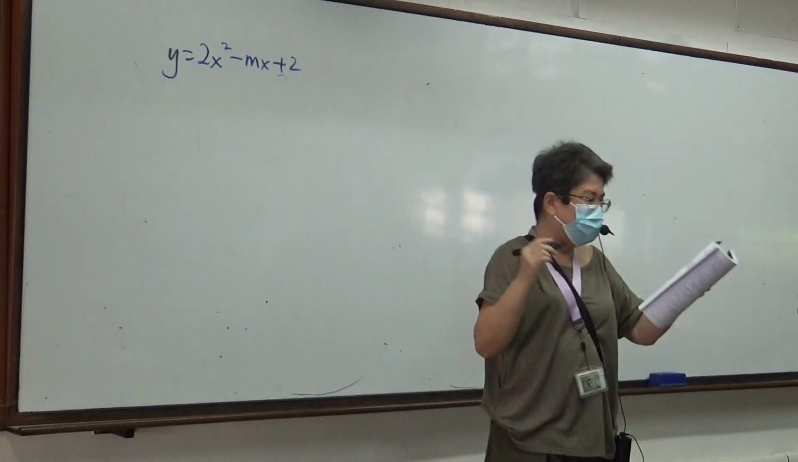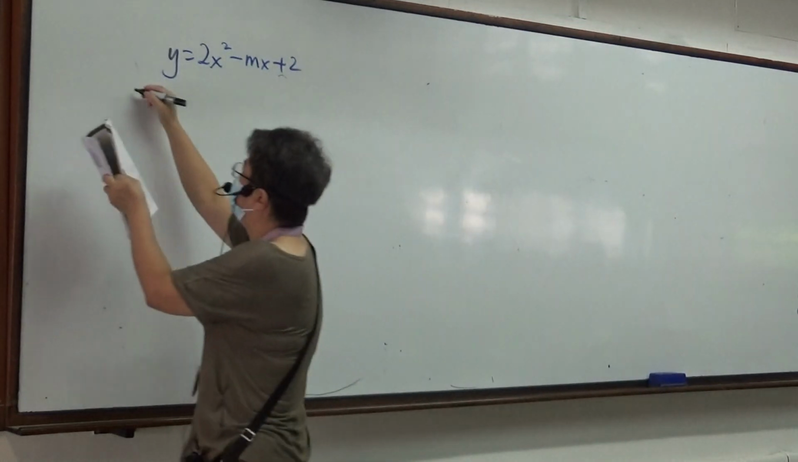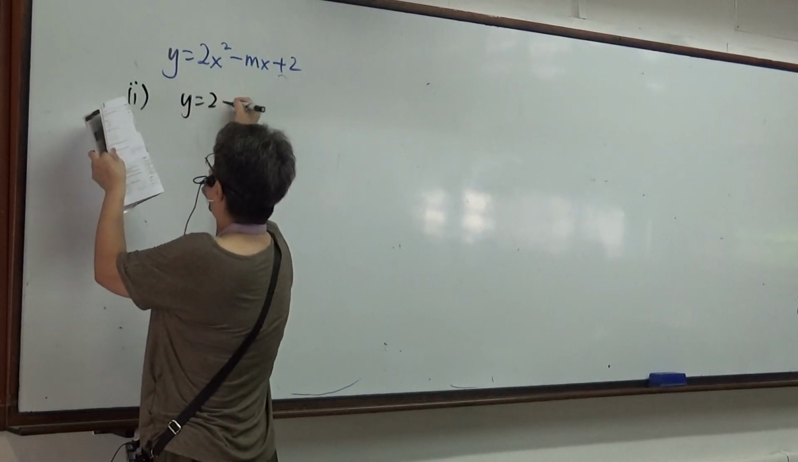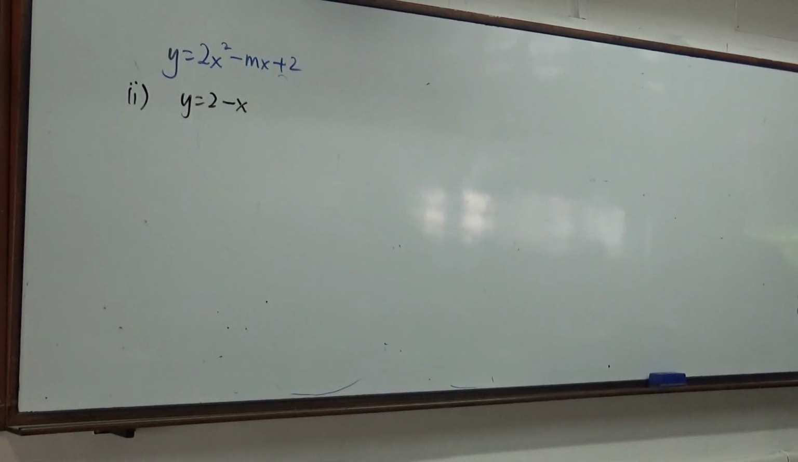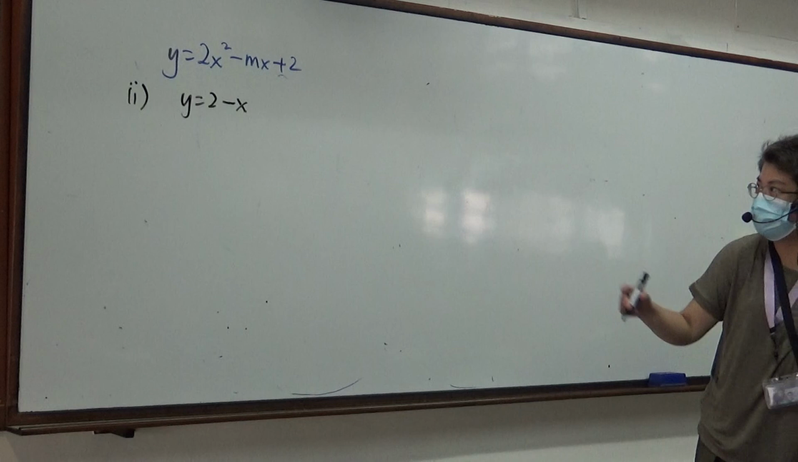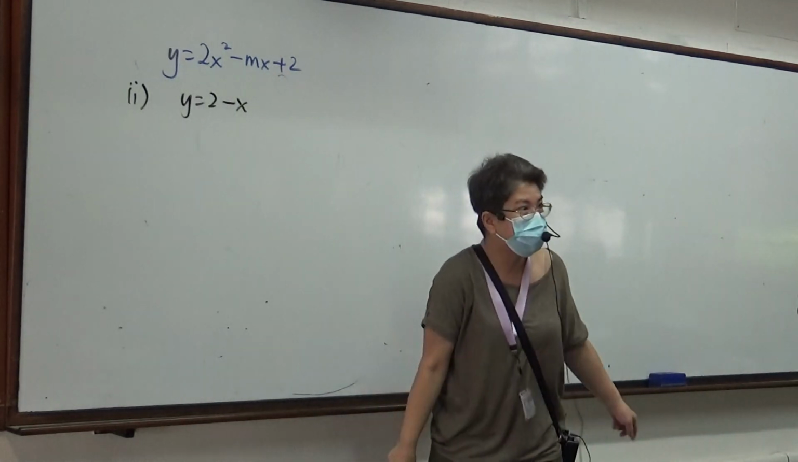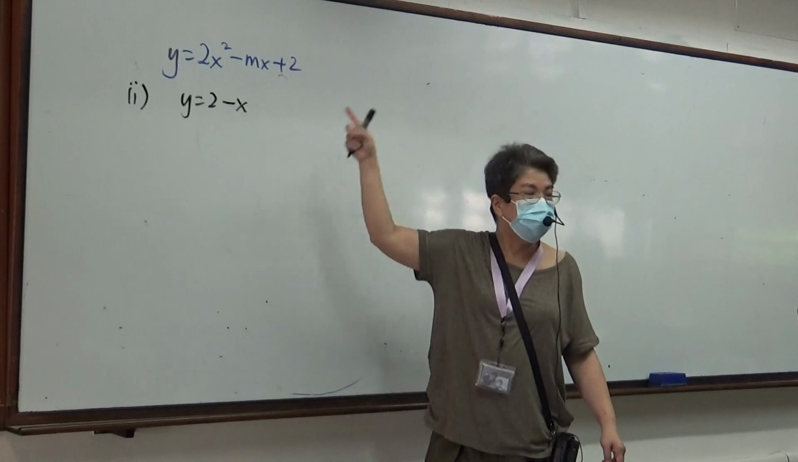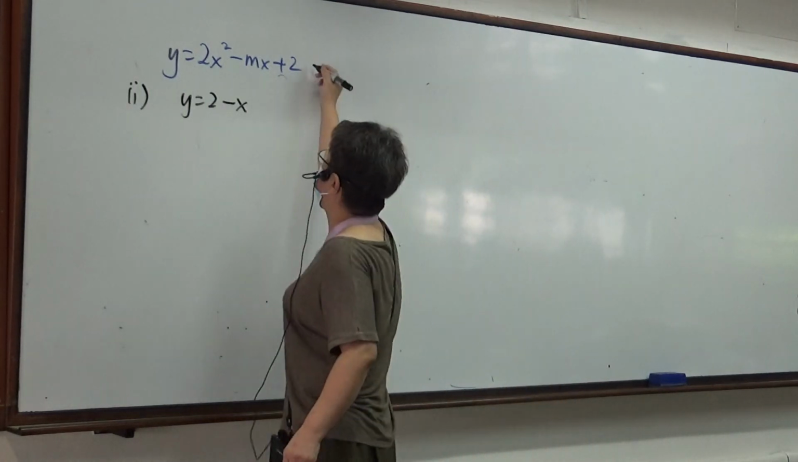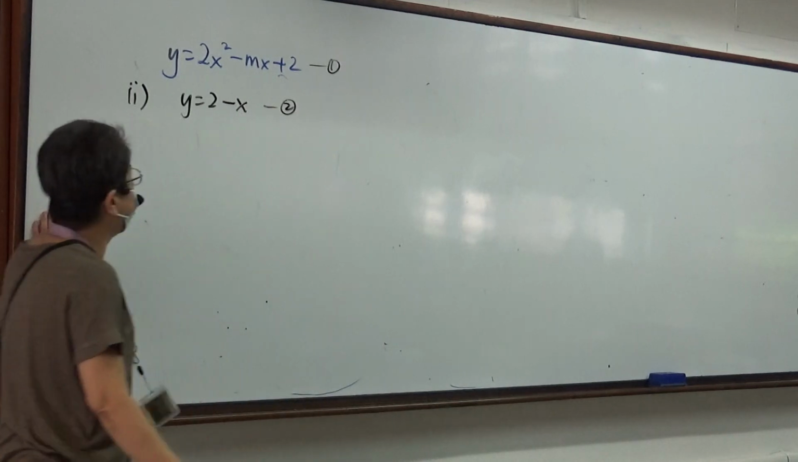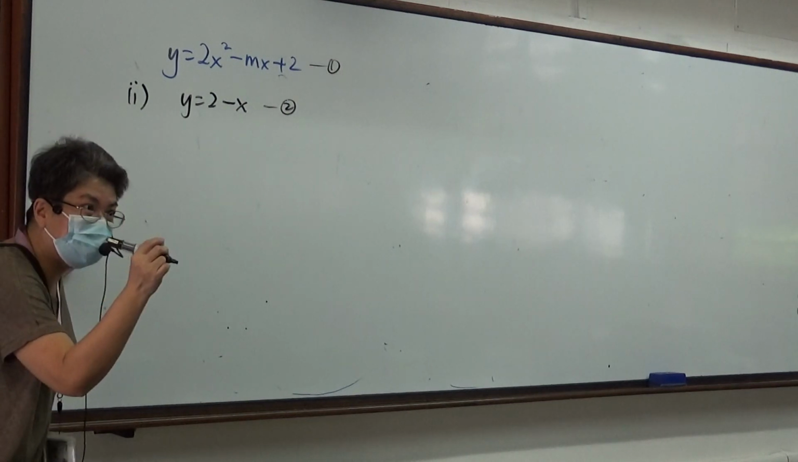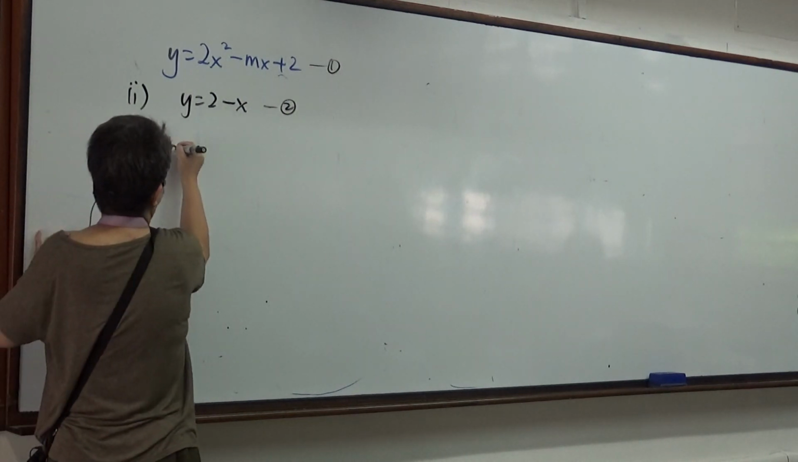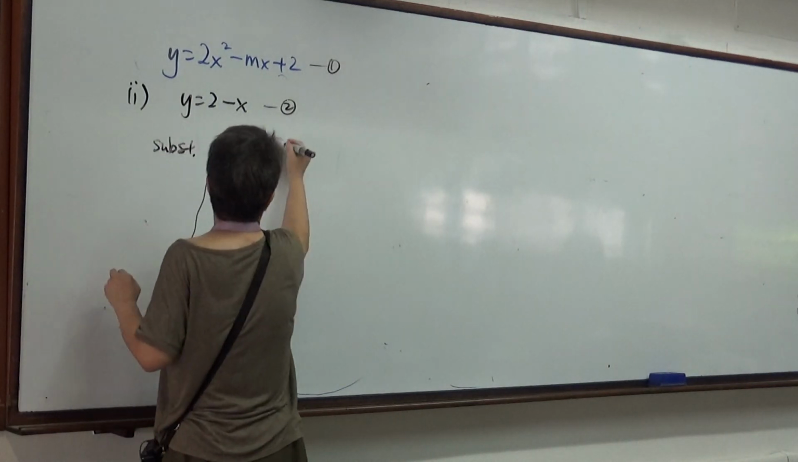Find the value or range of values of n for which, number 2, the line y equals 2 minus x and the curve intersect at 2 distinct points. Now, intersect at 2 distinct points means discriminant bigger than 0. But I must sub this into this first, right? Agree? This is a curve, this is a line. Am I right? So, let's call this equation 1, this equation 2. I sub what into what? Equation 2 into equation 1. Always sub the linear into the non-linear. Understand? So, I substitute 2 into 1.